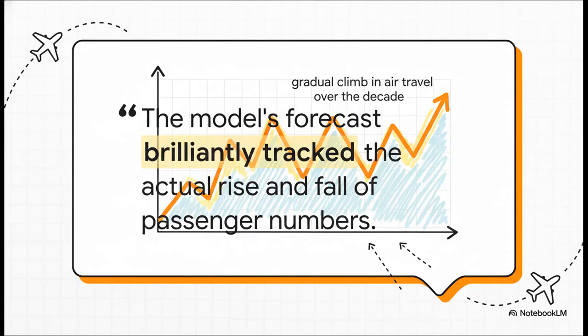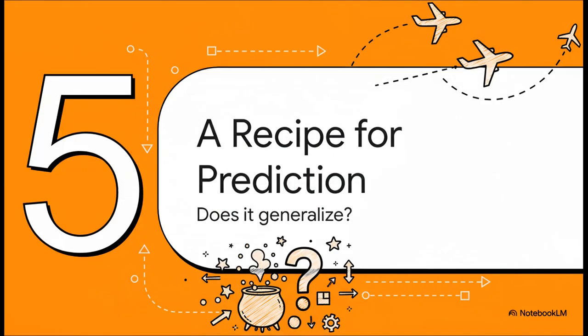So what does a number like that actually mean in the real world? It means the model's forecast was just incredibly accurate. It didn't just get the big picture right, it nailed the little details. It predicted those seasonal summer spikes, and it perfectly tracked that steady, decade-long climb in air travel. Pretty amazing, right? Okay, that is an amazing result for the airline data for sure.